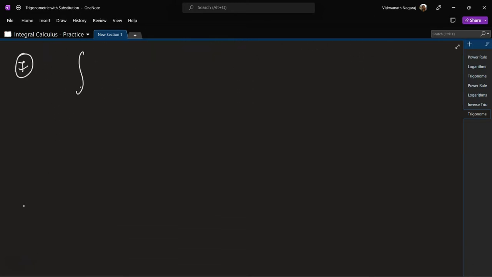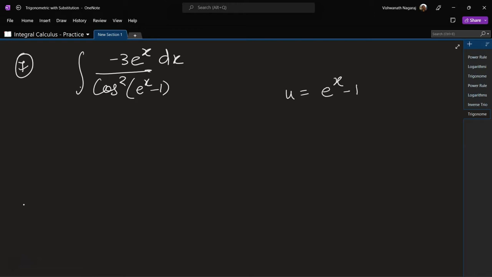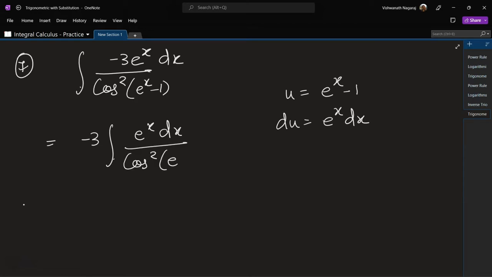Let's change gears. Integral of minus 3 e to the power of x dx by cos square of e to the power of x minus 1. U would be here e to the power of x minus 1. Du would be e to the power of x dx. Minus 3 comes out. E to the power of x dx by cos square e to the power of x minus 1. So let's do the actual substitution. We get e to the power of x dx is du by cos square u.